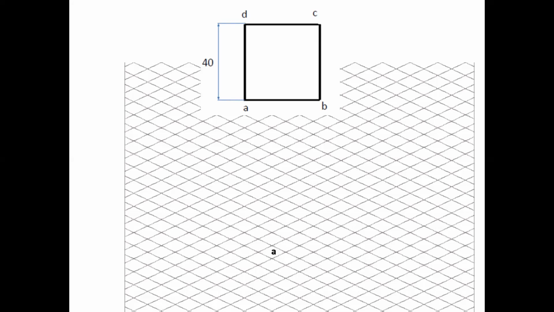So first I marked one point and named it A. On the right side, I'll count 4 boxes and draw the line. And I name it B.